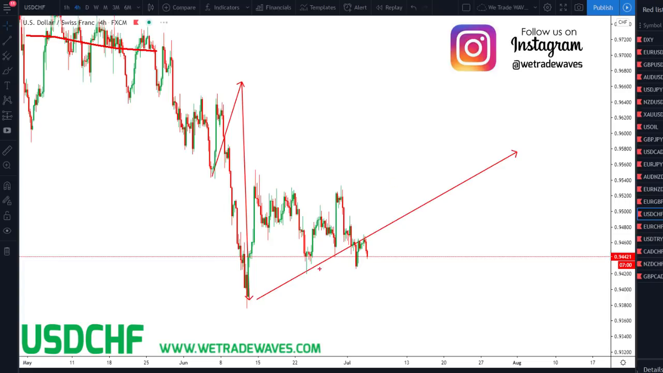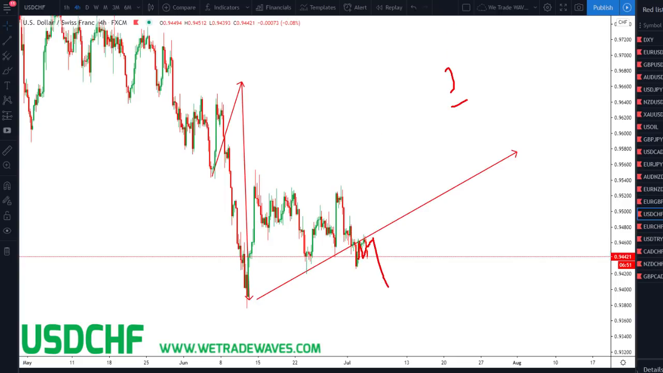Dollar Swiss, for this one guys, we were expecting market to move up. Instead, it went up and then it went back down. So what next for this one? Anytime market can move to the downside and then up again. This is a bigger corrective structure. For this one guys, especially Dollar Swiss, we can get a correction and then downside again.